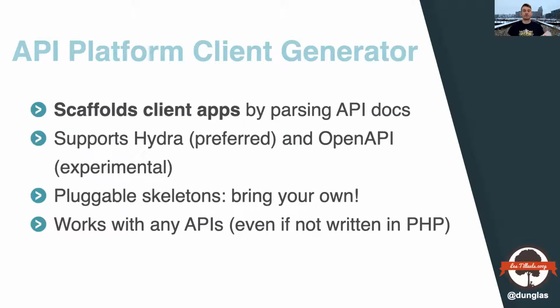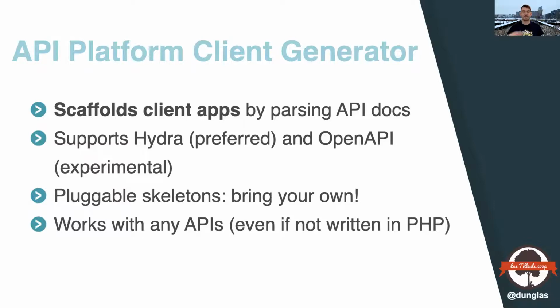The main tool we worked on to support the Jamstack architecture properly is the API Platform client generator. So this tool is a command line tool written in JavaScript that will parse the API documentation exposed by API Platform. It supports the Hydra API format, it's the preferred format, and there is also support for the OpenAPI format, but it's still experimental.